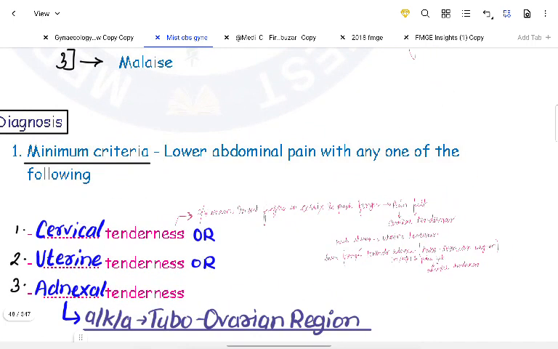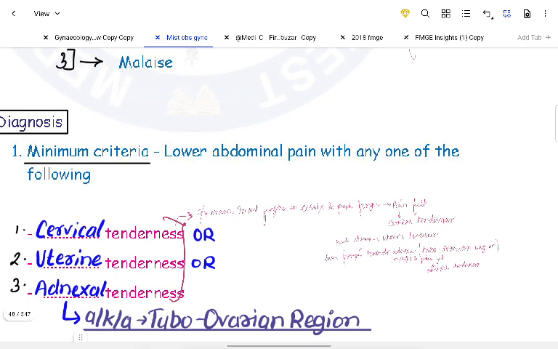How do we check for cervical tenderness? We do a pervaginal exam, and this is done only in married females, because PID mostly occurs in married females, usually because the infection enters along with sperm. So this is the most common in married females.